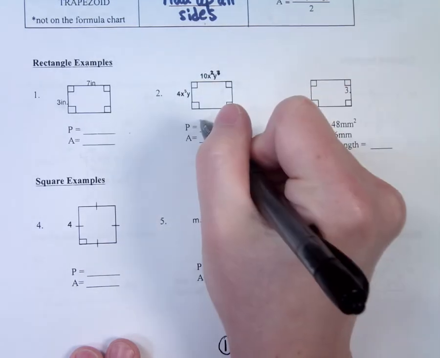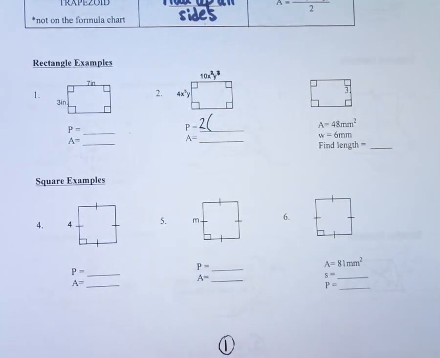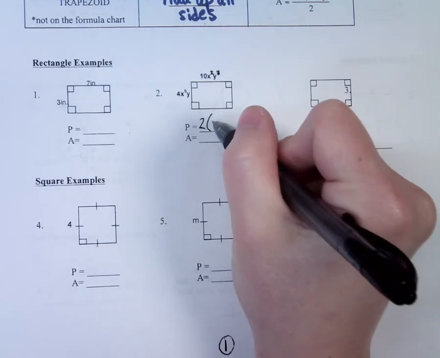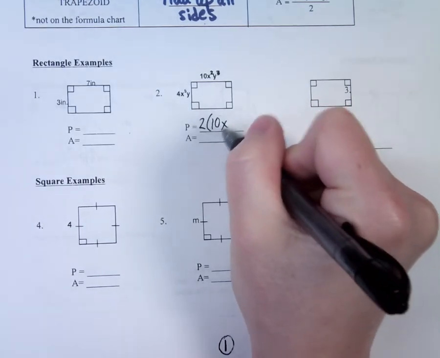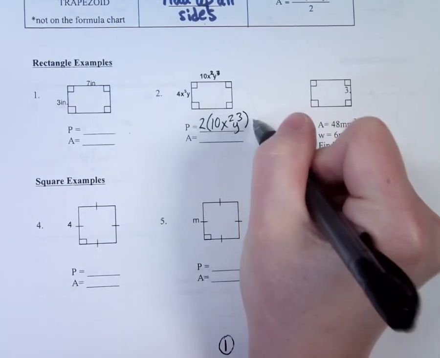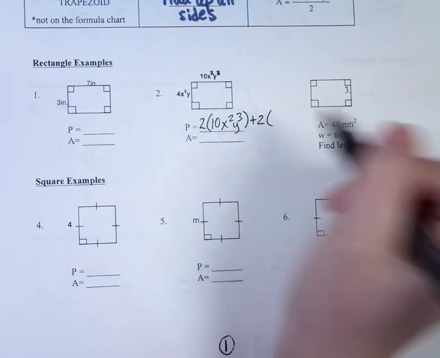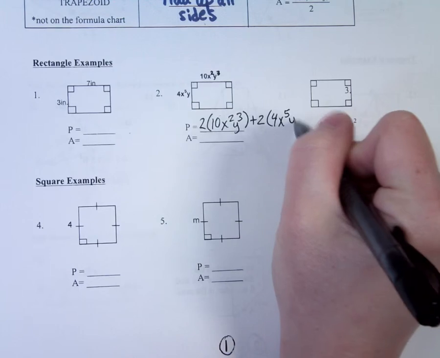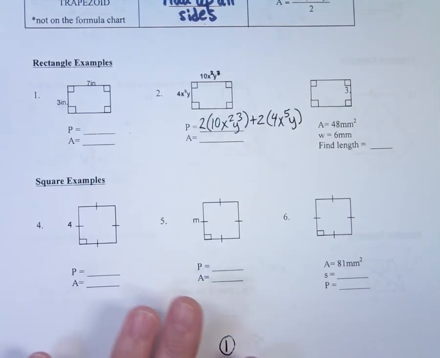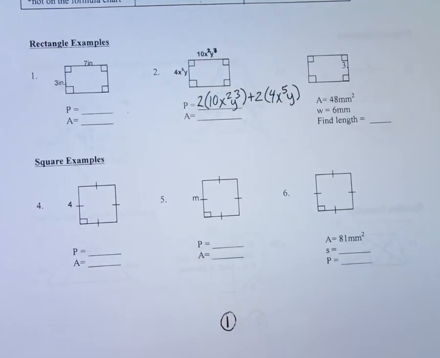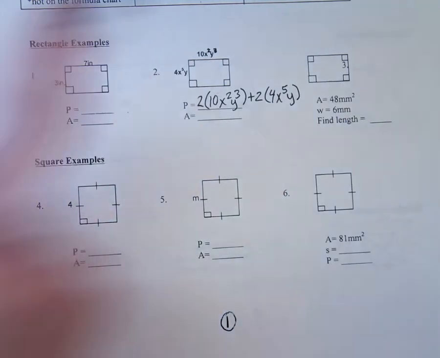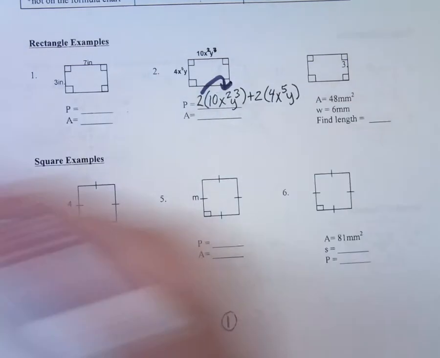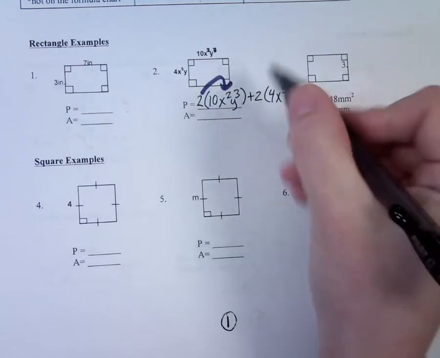So, let's see if I can squeeze it all in here. Which one do you think is the length? Okay, 10x squared y cubed. And then plus 2 times the width. And then the width is the 4x to the 5th y. And quite honestly, if you have the length and the width turned around, it doesn't really matter. But the length is supposed to be the longest side, and the width is supposed to be the shortest side. Okay, so what do you think we would get if we took 2 times the 10x squared y cubed?